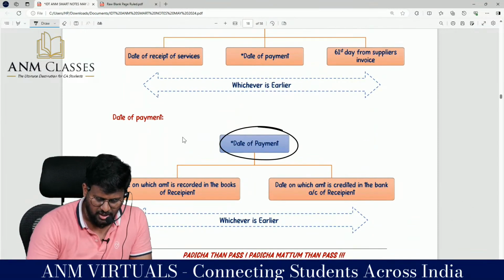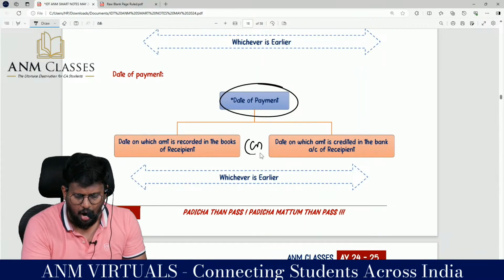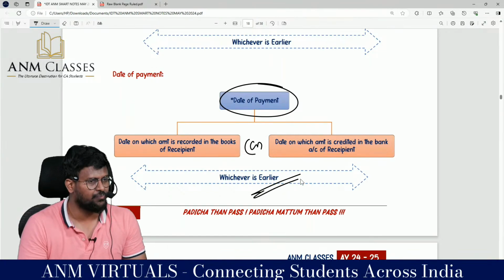Is there a definition for date of payment? The date on which the amount is recorded in the books of accounts of the recipient, or the date on which the amount is credited in the bank account of the recipient, whichever is earlier.